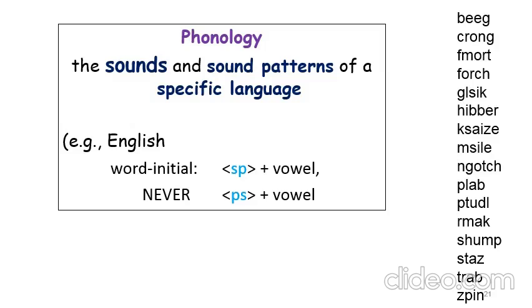They are not English words. Can you decide which of these looks like it's an English word, or it can be an English word, and which word cannot be English? The first one, well, yes, maybe. How about krong? Yes. Fmort? No. Pause the video, write the word list. Next to each word, tick it if it is a possible word, and put an X next to it if it cannot be found in English ever.